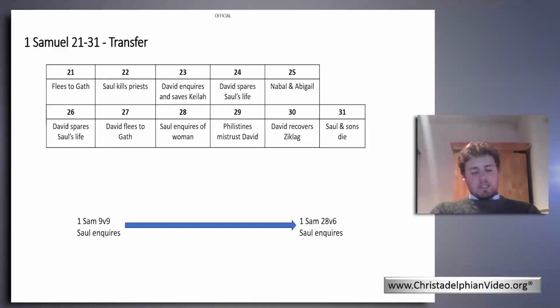And this begins with David being a fugitive, and it ends with the death of Saul. It also begins with David being a fugitive and fleeing to Gath. And towards the end of this passage, David goes back to Gath and back to the Philistines. And in between, there are a couple of events which seem to identify 1 Samuel chapter 25 and Nabal and Abigail as the center of this particular passage, which is the center of the two books.